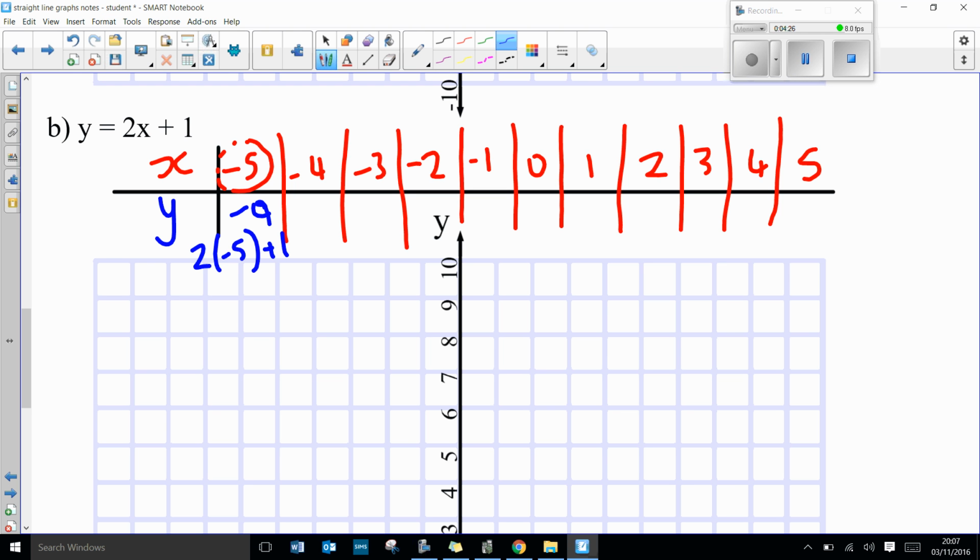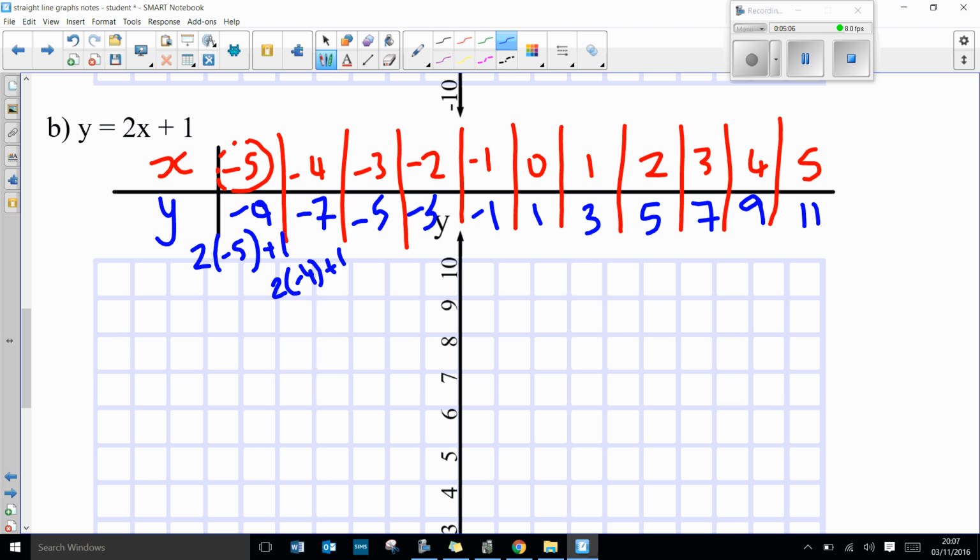For this box here, it would be 2 lots of -4 plus 1. 2 times -4 is -8, plus 1 is -7. 2 times -3 plus 1 gives me -5. And now I can actually see there's a pattern. So this would be -3, -1, 1, 3, 5, 7, 9, and 11. Again, I don't need to plot every single point.